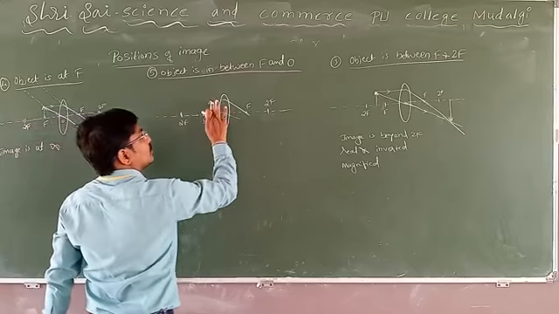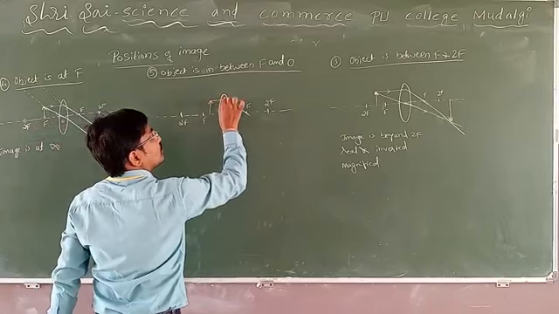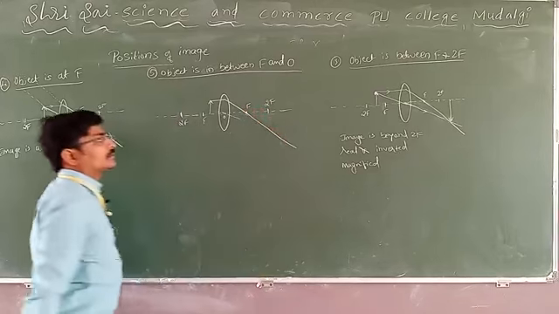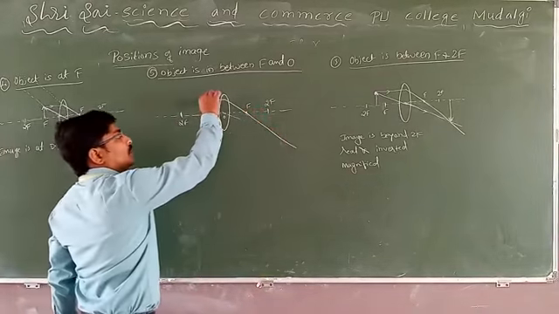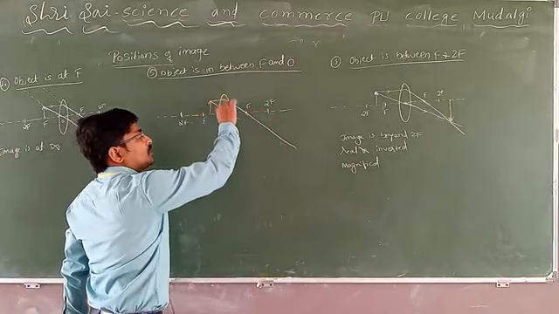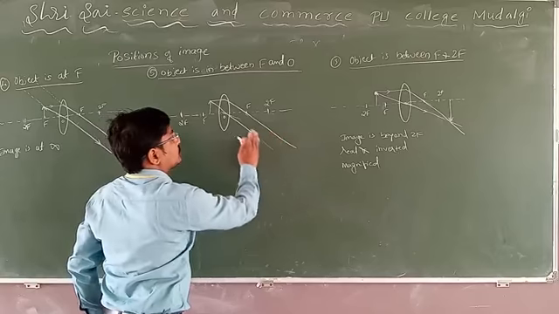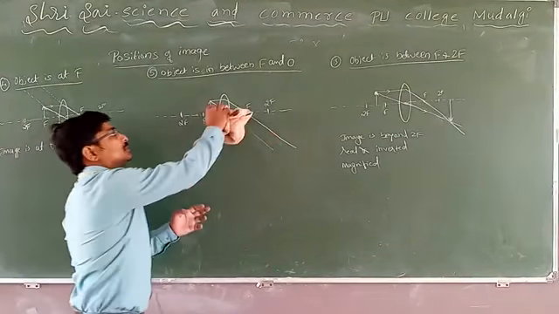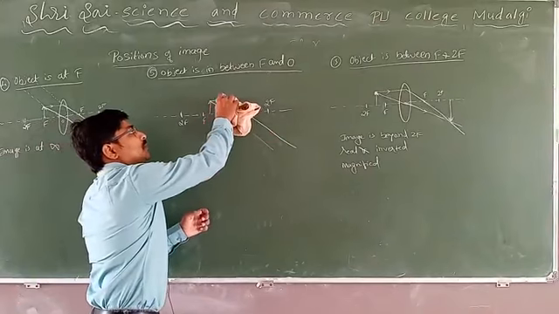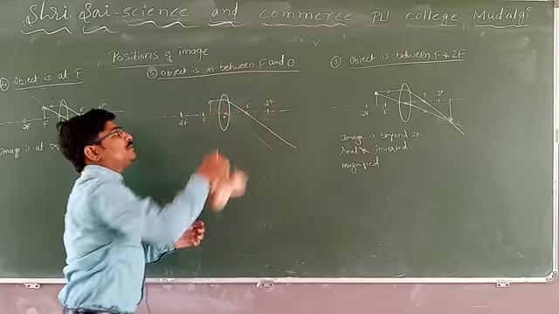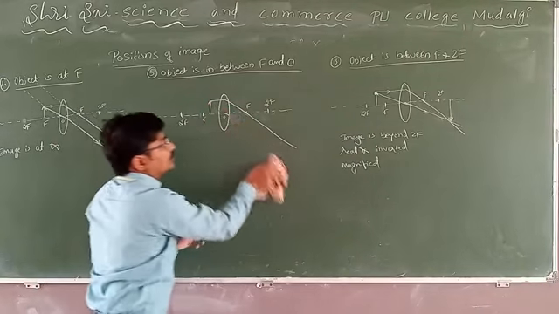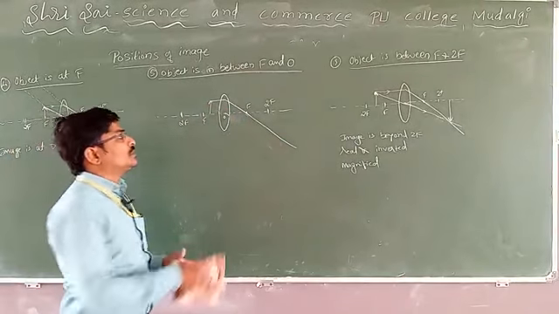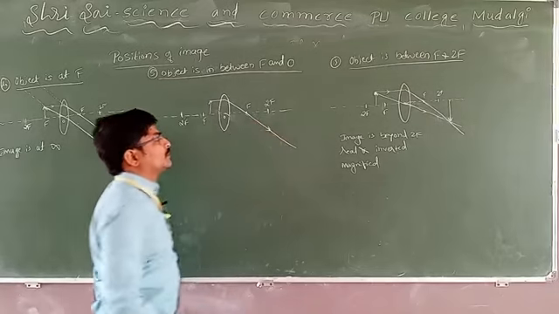Okay, it cuts the principal axis like this. Then if the light is passed through the optical center, the light which is passing through the optical center does not deviate from its path. If it does not deviate, then these two rays are never going to meet.